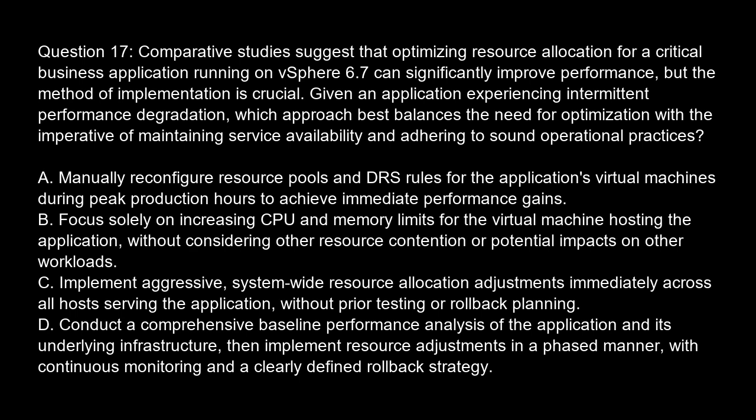Option C. Implement aggressive, system-wide resource allocation adjustments immediately across all hosts serving the application, without prior testing or rollback planning. Option D. Conduct a comprehensive baseline performance analysis of the application and its underlying infrastructure. Then implement resource adjustments in a phased manner, with continuous monitoring and a clearly defined rollback strategy.